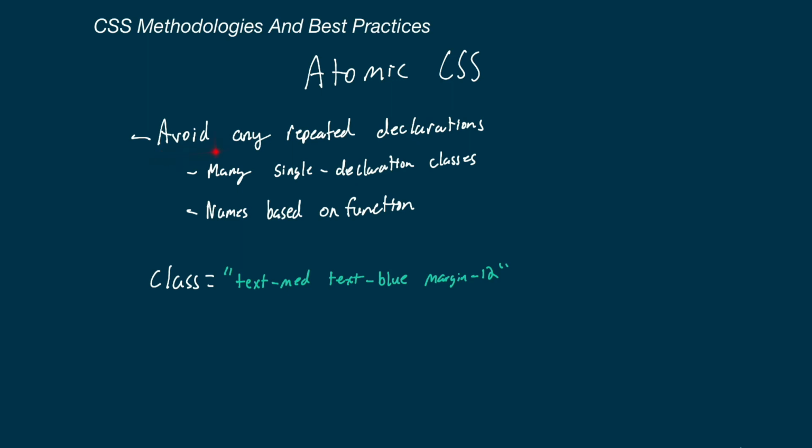The idea here is to avoid any repeated declarations and make CSS classes for them. Then these classes will get names based on their function. For example, we might have a paragraph with the classes text medium, text blue, and margin 12 to make that paragraph have medium-sized text, blue font, and 12 pixels of margin. This is great in terms of creating DRY CSS, but it tends to be the worst methodology in terms of separating CSS from HTML, so this is a trade-off once again to be considering.